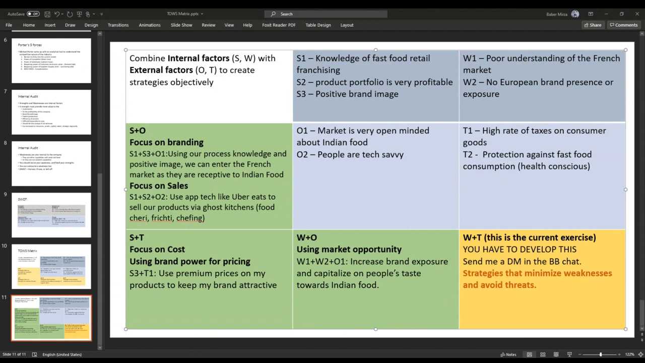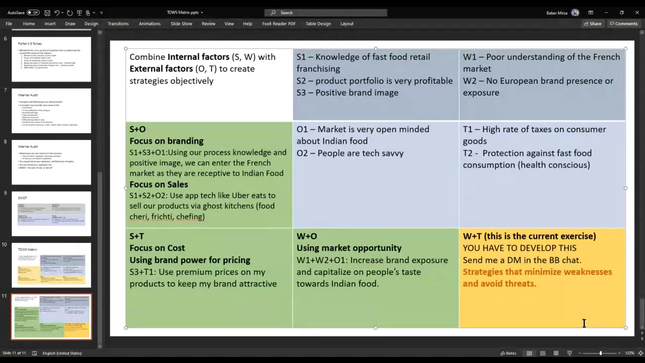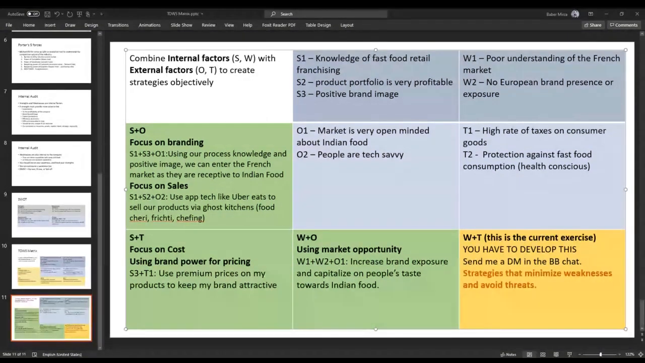So I combine two weaknesses, 1 and 2, which are poor understanding of the French market and no European brand presence, plus opportunity number 1, that the market itself is very open-minded. So I will increase brand exposure by using advertising messages and capitalize on people's taste towards Indian food. Simple. I'll use the flow of the market. This is using market opportunity. Simple. Okay, what's trending? It's focused heavily on the external factors.